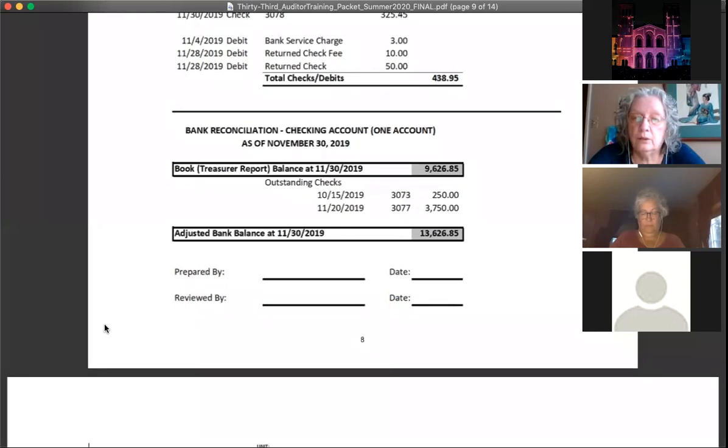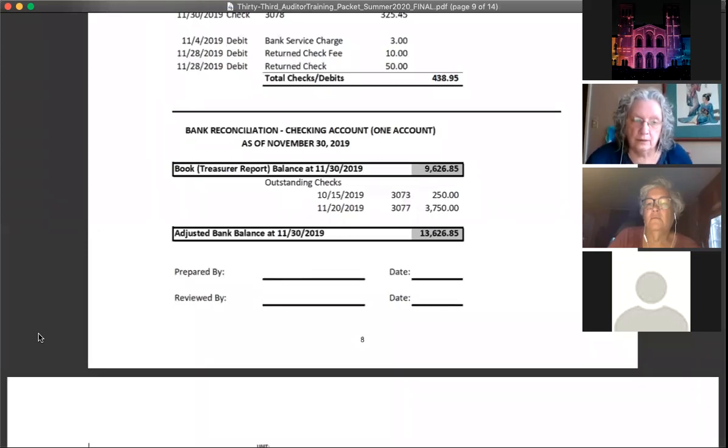And this is where you would also check for stale dated checks. If a check is over 3 months old and hasn't been cashed, you need to pursue that with the treasurer, or put it as a finding, observation, that they need to make sure that they're looking at the stale dated checks to make sure that they're not carried forward. I've seen stale dated checks for like a year, that's been carried forward. So that's something that needs to be addressed also.